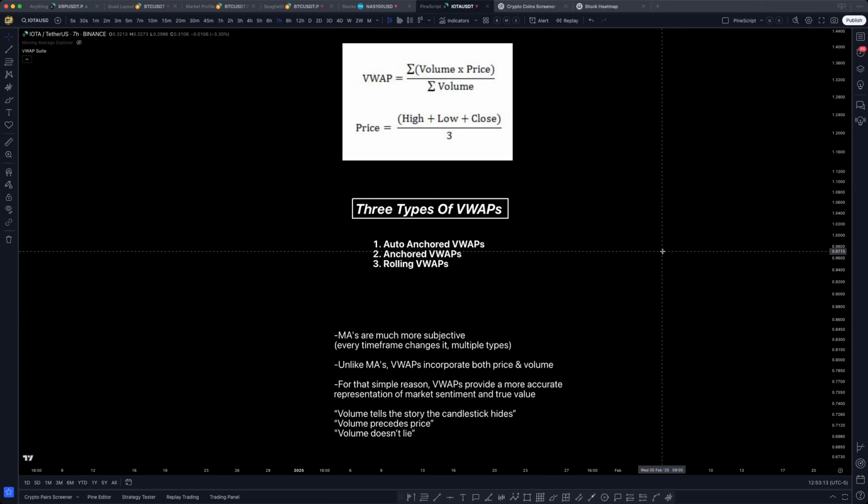Volume tells the story that the candlestick hides. Volume precedes price. Volume doesn't lie. Many people throughout markets over the last 50 years, 100 years have said that volume is super important, because we could have a candle that looks the exact same, but in one instance, it had a tenth of the volume of the other candle. And that gives you a story. The VWAP is cool because it's going to represent that. It's going to show you where there are high volume breakouts or low volume breakouts. And I think that's super important.